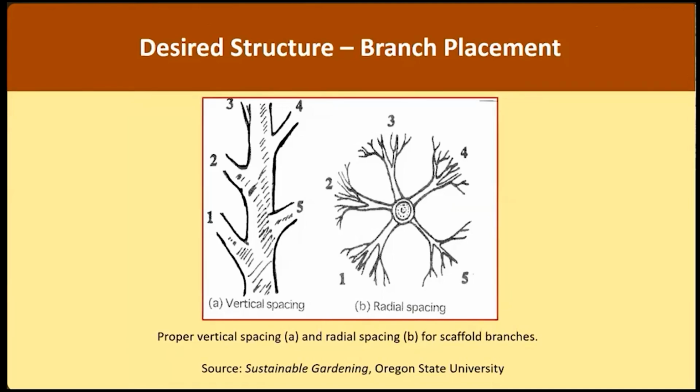So our first criteria is branch placement. The ideal pattern, when you look from the side, branches should be spaced anywhere from 8 to 24 inches apart, and that's measured by the point of attachment to the main trunk. If we look from the top down, the branches should be distributed like spokes of a wheel, radiating from the center.